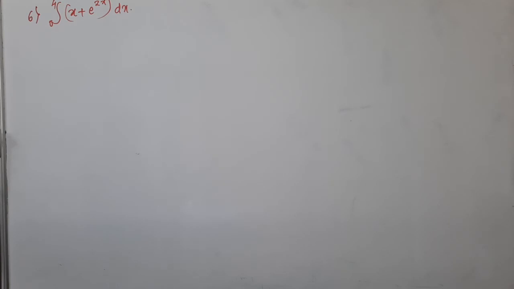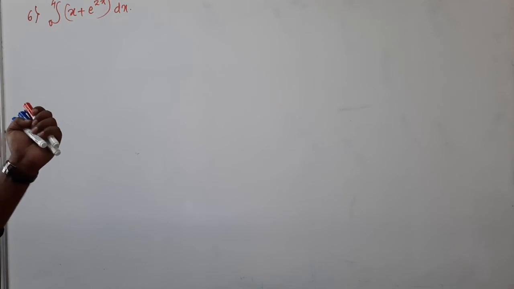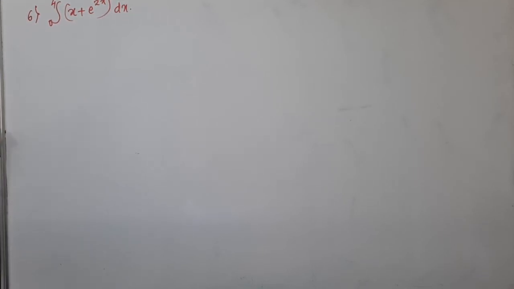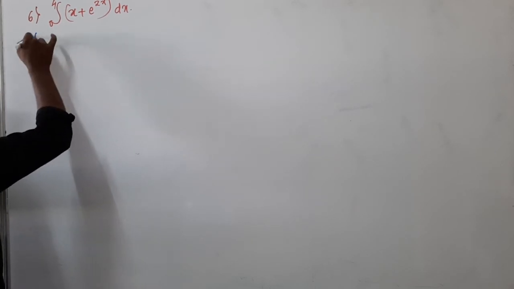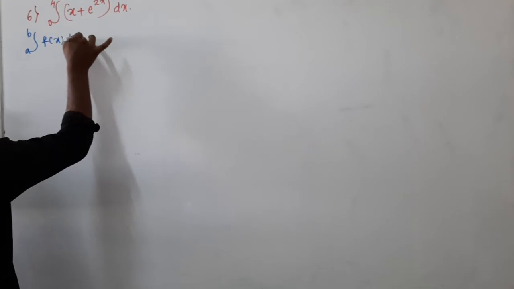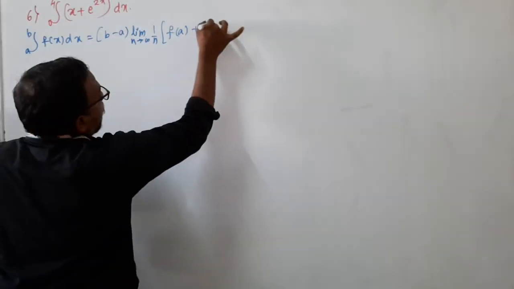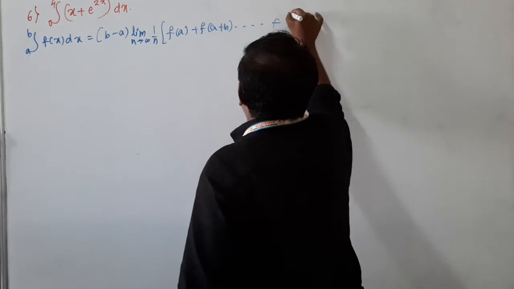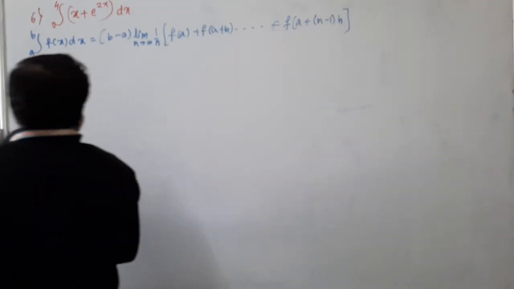we have to integrate this one. Directly we will do the integration of this function, x plus e to the power 2x, by using the method of limit of sum, that is integration a to b f of x dx, which is equal to b minus a into limit of n tends to infinity 1 by n into f of a plus h, up to f of a plus n minus 1 into h.